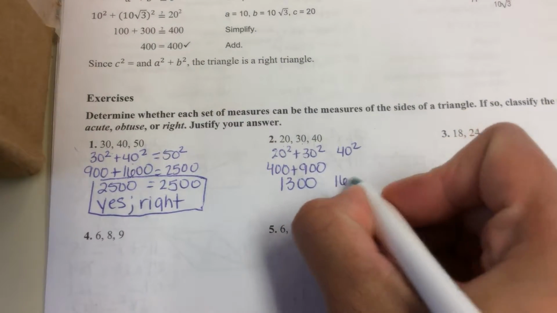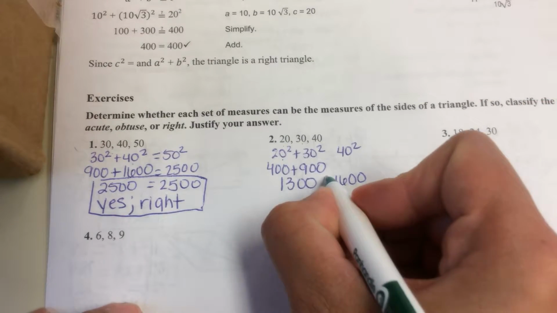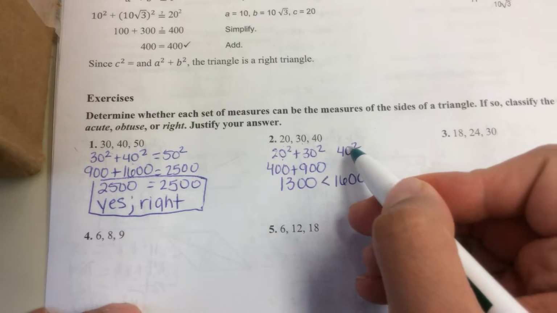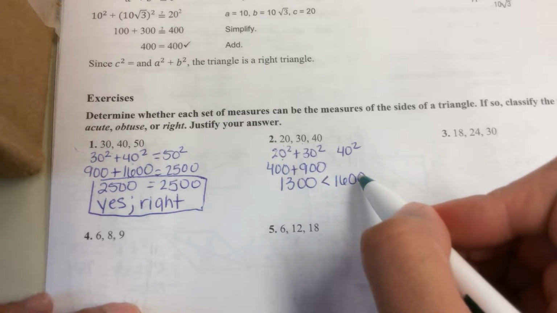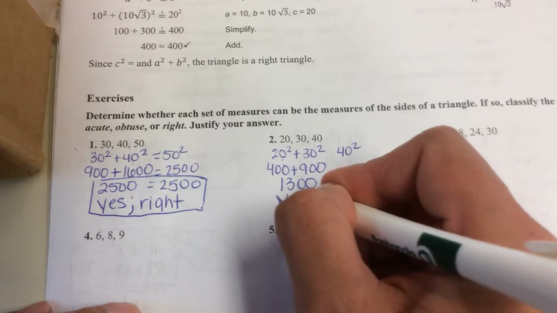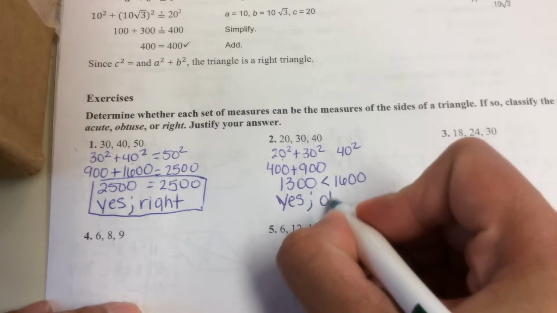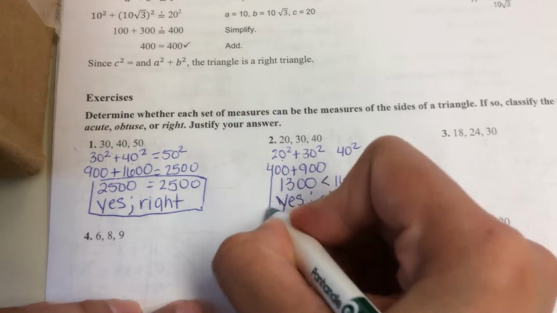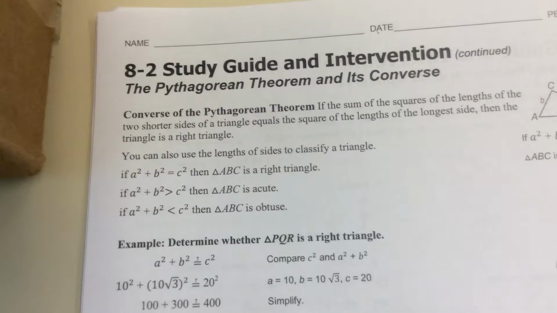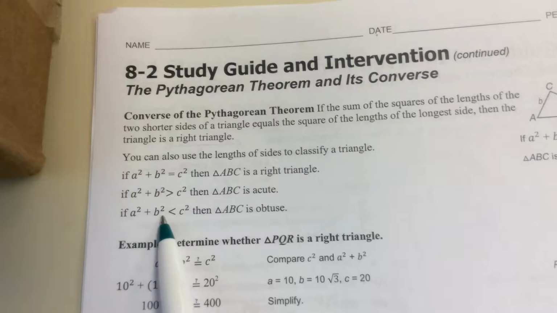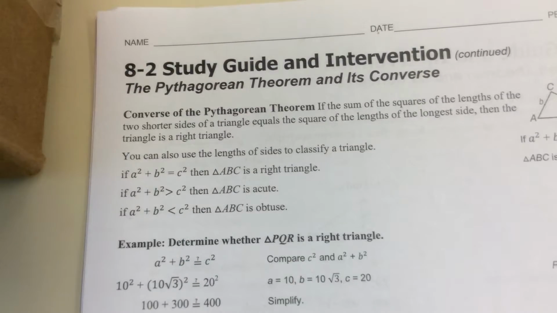Now notice here that they're no longer equal to each other. The a squared plus b squared is less than the c squared here. So 1300 is less than 1600. Therefore, yes, it can form a triangle, but it is an obtuse triangle. Sorry about that. And if you're wondering where I'm getting that from, look up back here: if a squared plus b squared is less than c squared, then the triangle is an obtuse triangle.